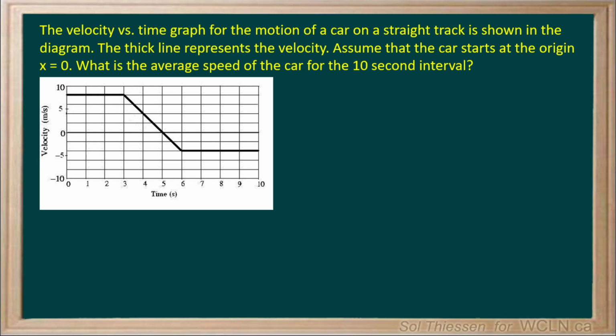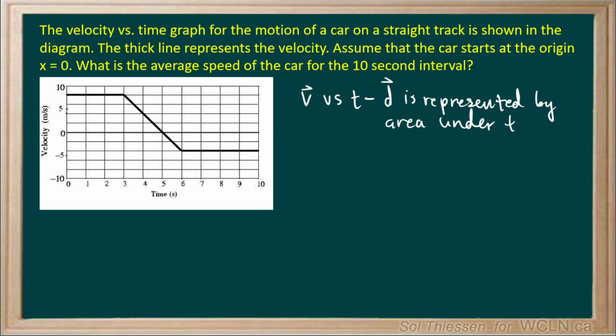Okay, so a couple things we need to realize here. On a velocity versus time graph like this one, displacement is represented by area under the curve. In this case, we're only looking for distance, so we will only take the magnitude of displacement as we look for the total distance, since speed is total distance over total time. This is total distance over total time.